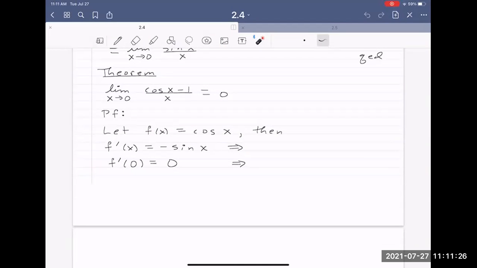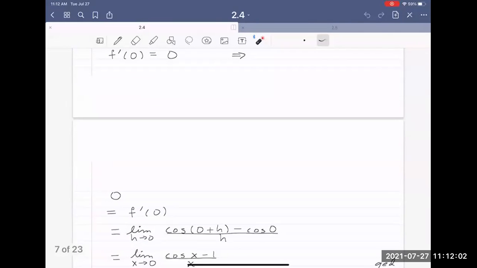Next, the limit as x approaches 0 of cosine x minus 1 over x is 0. So we're going to do sort of the same thing that we did in the previous proof. Let f of x equal cosine x. Then f prime of x is equal to minus sine x. So f prime of 0 is 0, since sine of 0 is 0. So 0 is equal to f prime at 0.